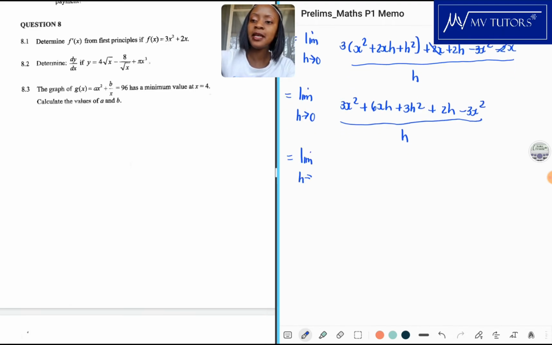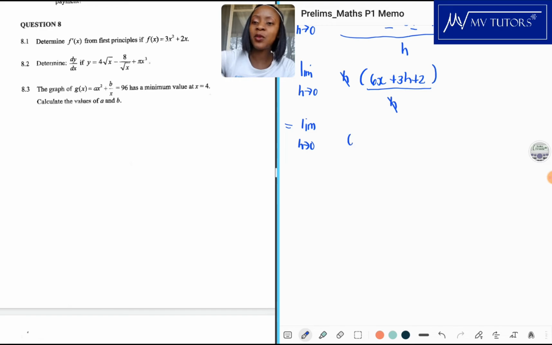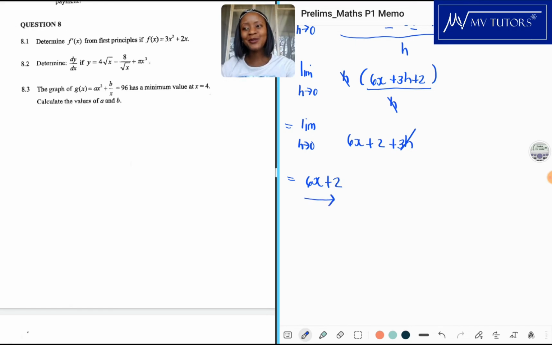So we have our limit as h tends to 0. We can cancel out the 3x squared, and take out h as a common factor. So we have h times (6x plus 3h plus 2) all over h, and the h's cancel. Please do not forget that limit as h tends to 0, you might lose marks. We are left with 6x plus 2 plus 3h. We're expecting 6x plus 2; if by this time you're not seeing 6x plus 2, you know something is wrong. When we put 0 in the place of h, this term cancels out, and then we don't have to write the limit again. We can just write down the answer, which is 6x plus 2. Then we are done.